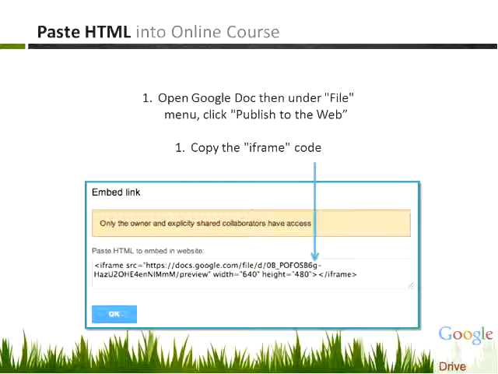your document will have a pull-down menu that says File. So you're going to choose Publish to the Web or Embed Code. Then you copy the iframe code so that it's on your clipboard.